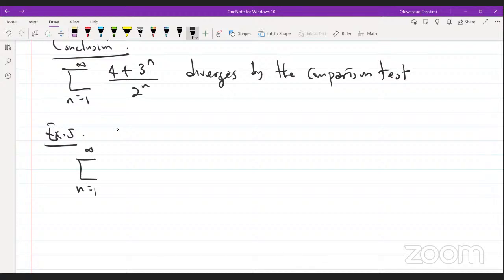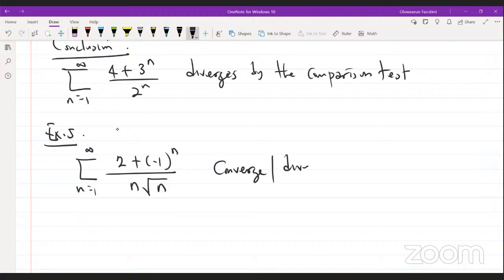From 1 to infinity, you've got (2 plus negative 1 to the power of n) divided by n times the square root of n. It's interesting because it combines negative 1 to the power of n and a square root sign, and it looks like, oh, what is this? I mean, take it easy, take a deep breath. We can do this, okay? So we want to check again, converge or diverge.